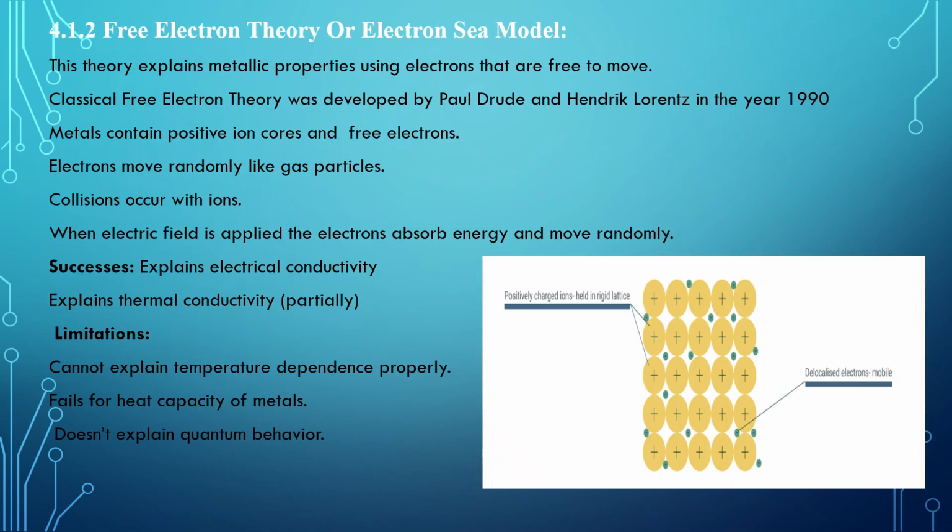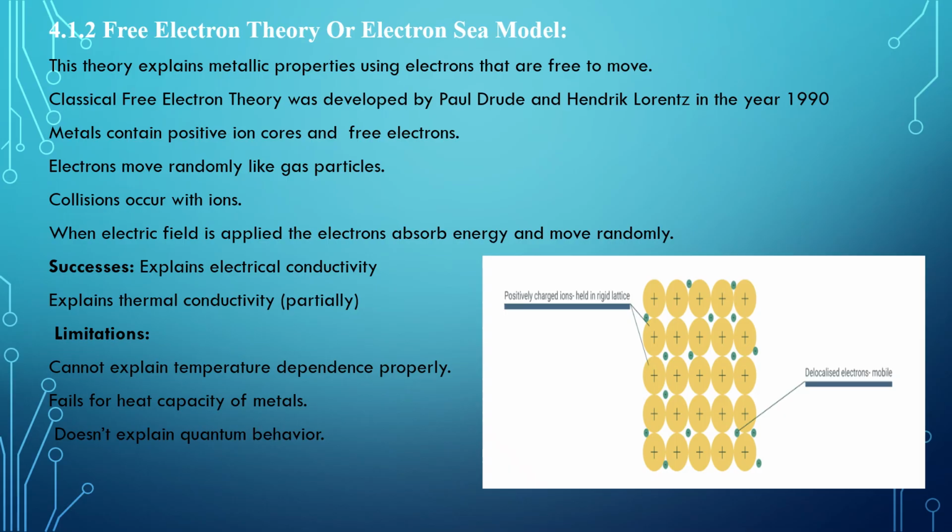Free electron theory or electron sea model. This theory explains the properties of metals by considering that some electrons are free to move throughout the metal. It was developed by Paul Drude and Hendrik Lorentz. According to this theory, metals consist of positively charged ions surrounded by a sea of free electrons. These electrons are not bound to any particular atom and can move freely within the metal.